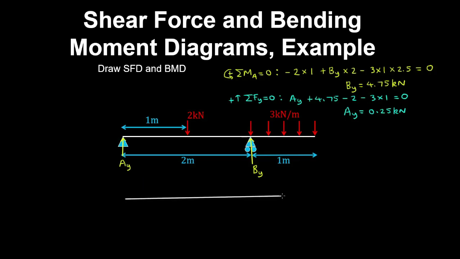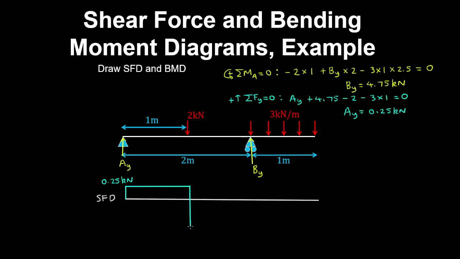Now we can draw the shear force diagram by simply following the forces on the beam. We have AY being 0.25 kilonewtons, and because we only have a point load acting on this portion of the beam, the shear force diagram is constant here. Then we have a jump of 2 kilonewtons, so the shear force here is 1.75 kilonewtons. And again, the shear force diagram is constant.